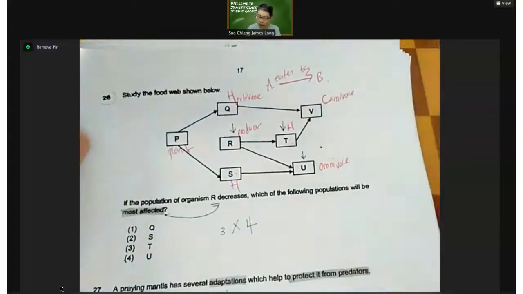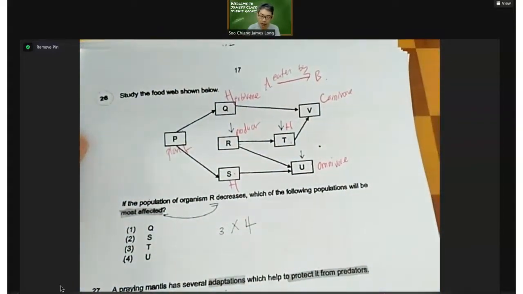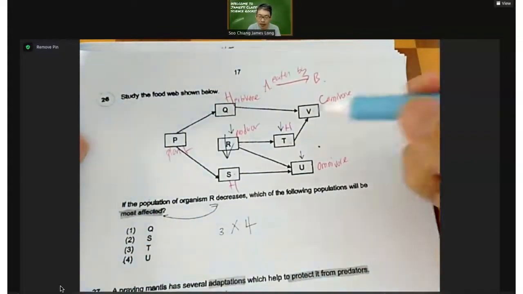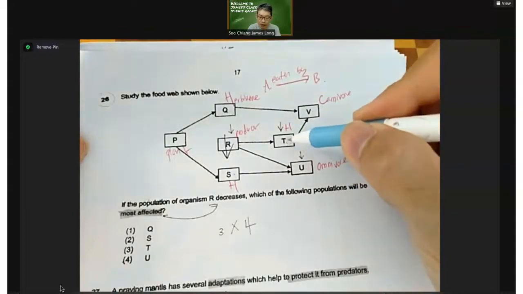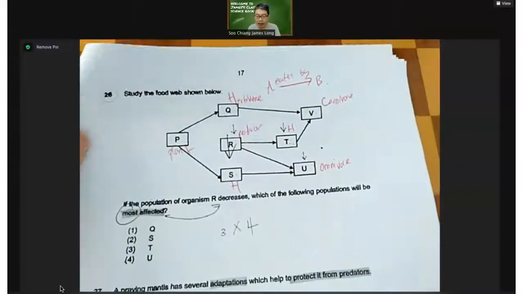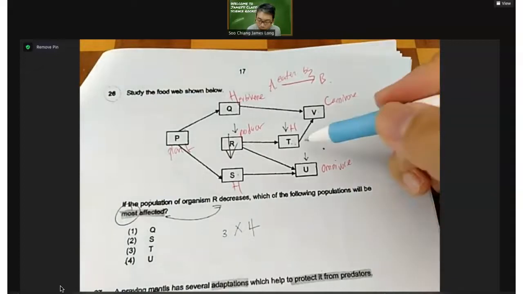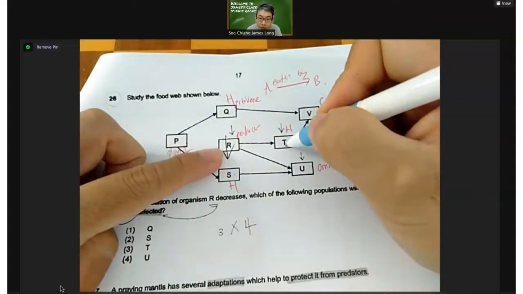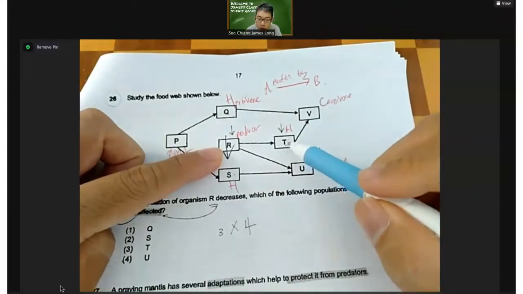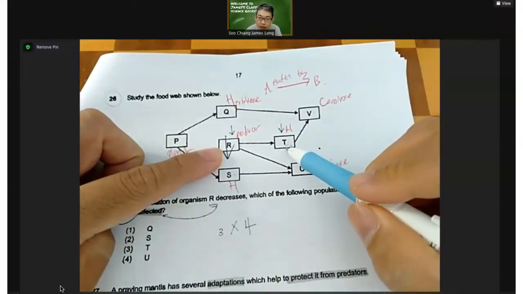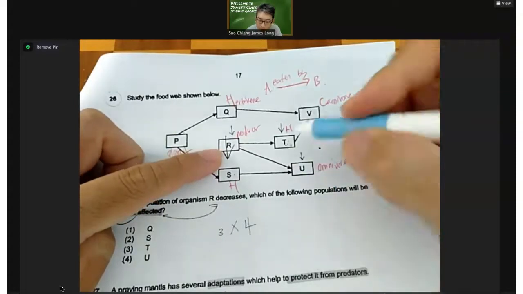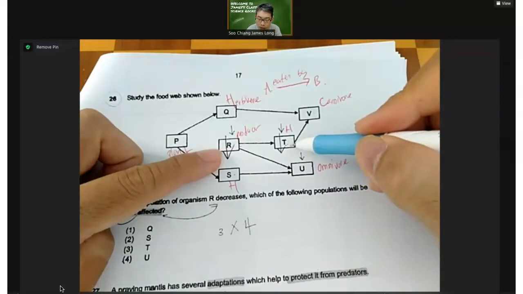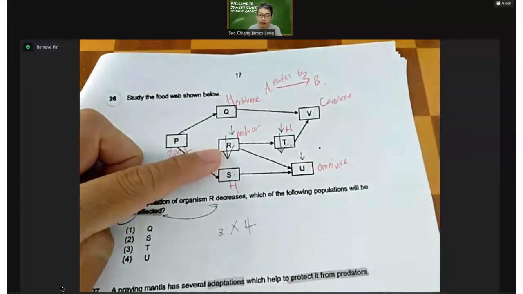So if the population of R decreases, that means immediately this one is most affected, right? I think everything will be affected, but firstly, let's take a look at this. This one depends on this for food. There's no other food source for organism T. So this one definitely will drop because there's no other food source. So this is how I see most affected.